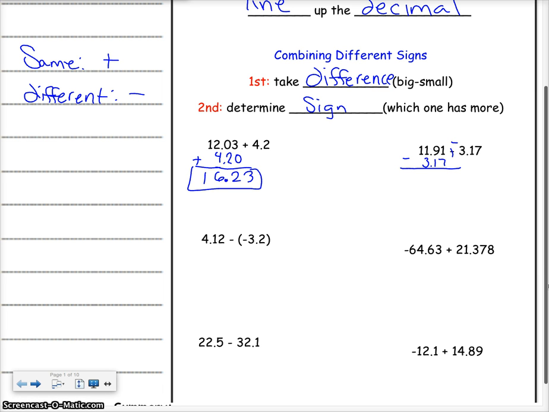And then right to left. So I can't take 7 from 1, so I'm going to borrow. 11 minus 7 is 4. 8 minus 1 is 7. Decimal comes down. 11 minus 3 is 8. And I have more positives because I have 11 positives and 3 negatives. Around-ish, not specifically.